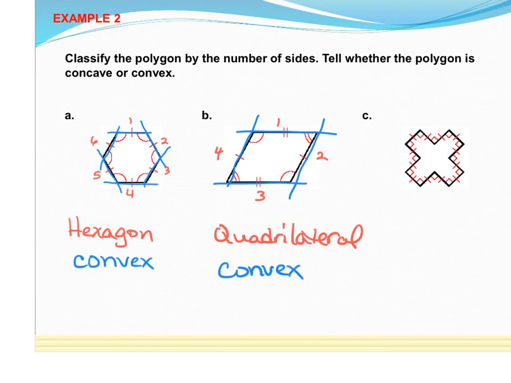And then the last one, it's got 1, 2, 3, 4, 5, 6, 7, 8, 9, 10, 11, 12. Our 12-sided figure is a dodecagon. And again, if I draw a line along one of the sides, boom, it goes inside, making this concave.